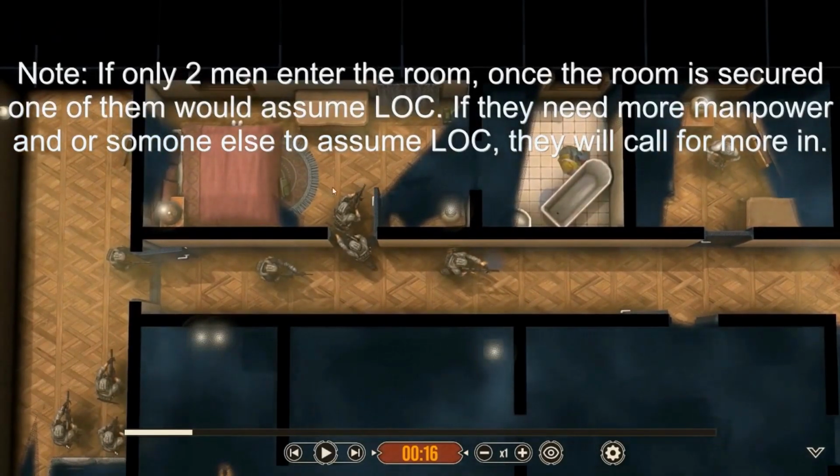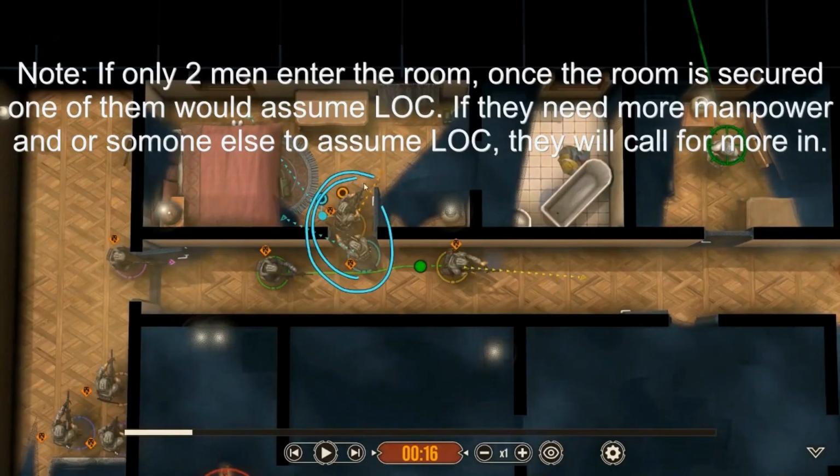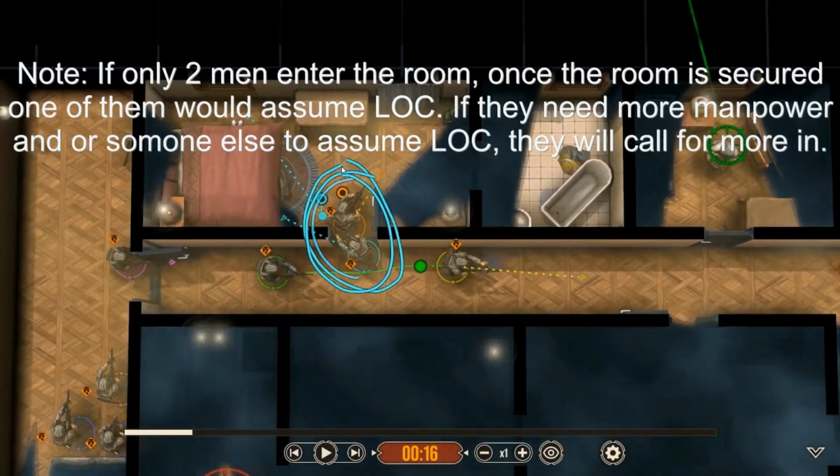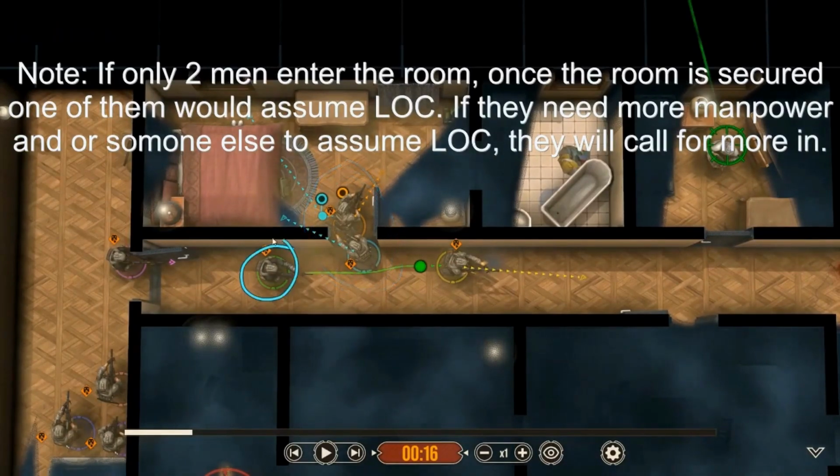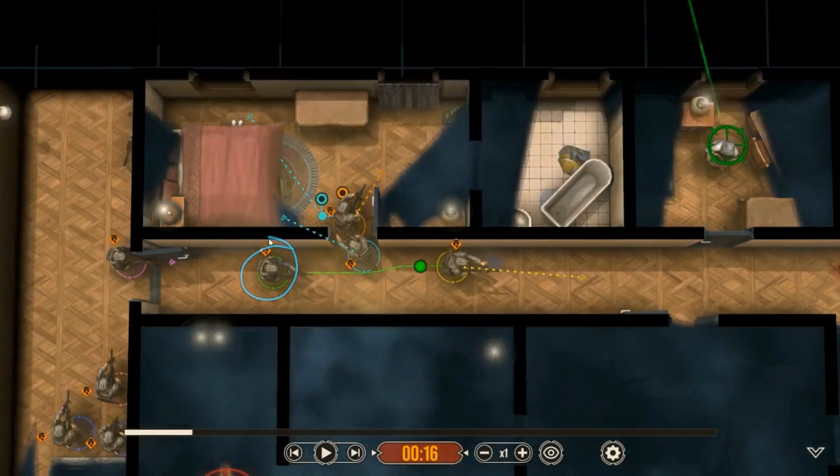So in this case, these 2 right here were the number 1 and number 2 man, so they make entry. And this guy is going to become the controller, so he's going to assume immediate controller responsibilities.